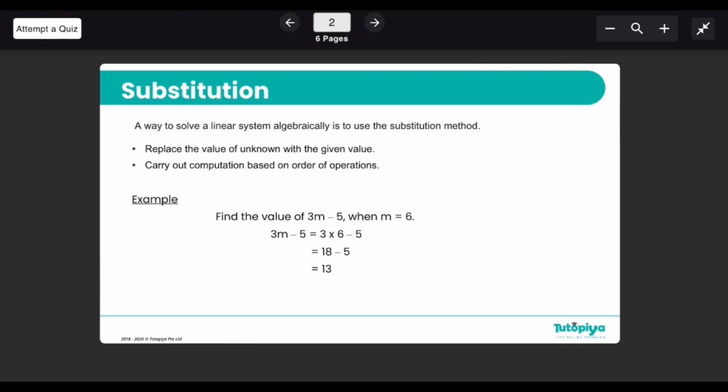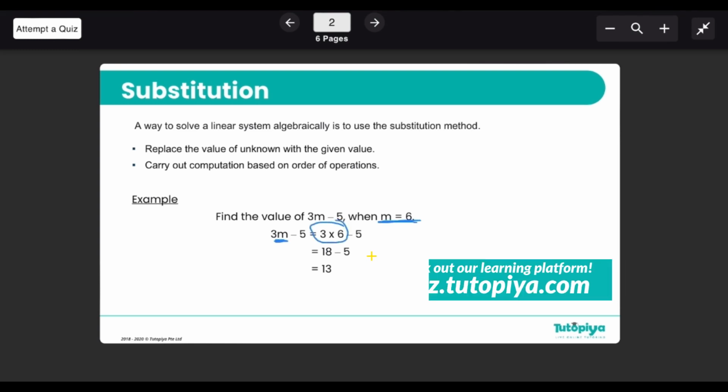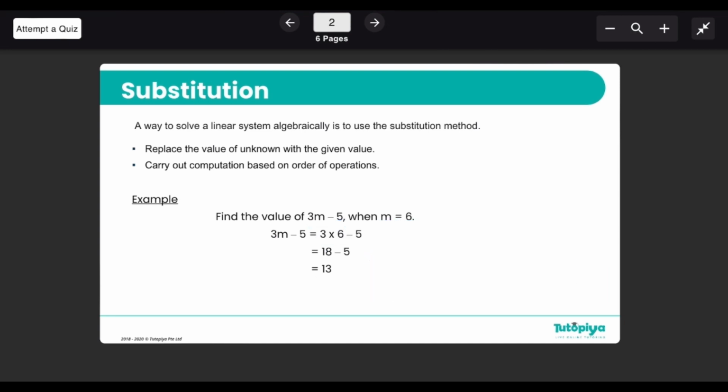So for example, if you look at this option given here, we have 3m minus 5. So m is basically the variable, right? The letter that could take any value. And instead of m, we are going to substitute 6. So when we do that, 6 times 3 is 18. 18 take away 5 is 13. So that is the value of the expression when m is 6, right?